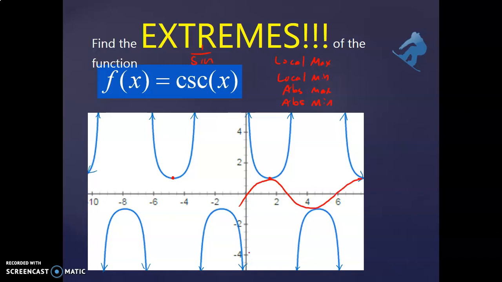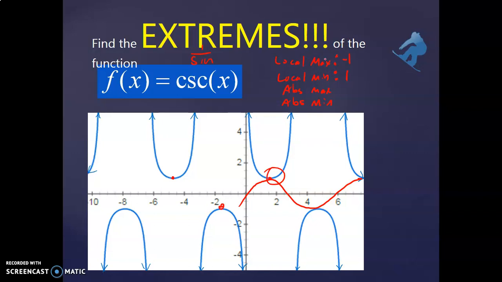Wherever sine is 0, you have an asymptote on the cosecant function. When sine is 1, cosecant is also 1. Now, where 1 was a local max for sine, 1 is going to be a local min for cosecant. And -1 is going to be a local max.